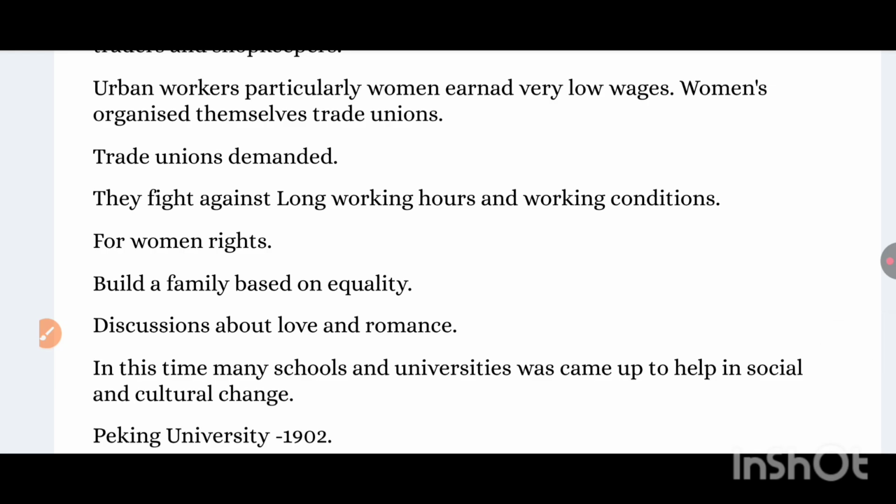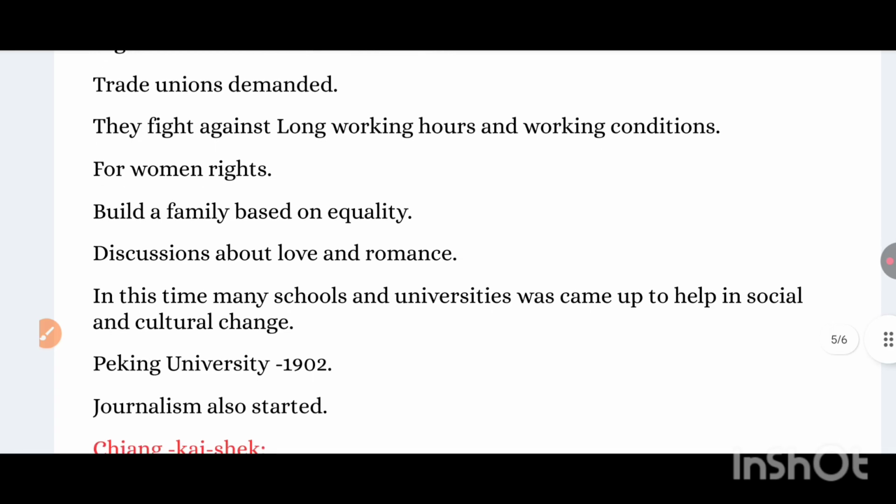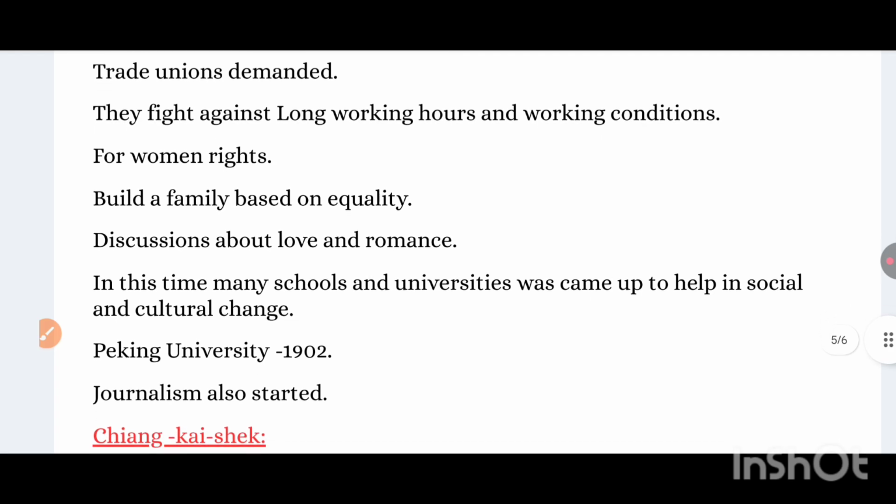In this time, many universities were started. Many schools and universities came up with the help of social and cultural change, to change the culture and society in China. The famous university was Peking University. It was started in 1902, and after that, journalism also started.